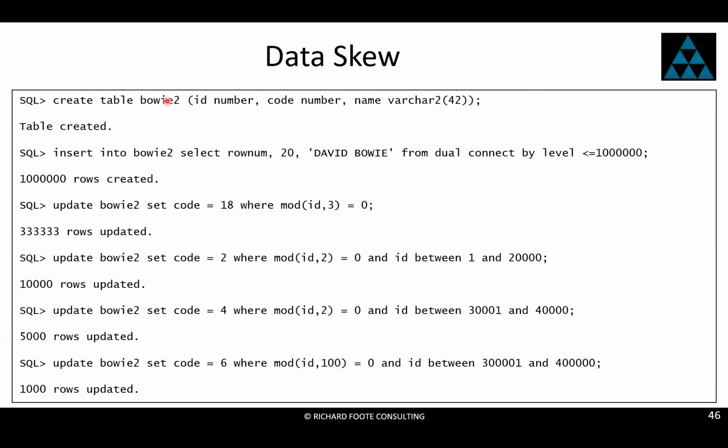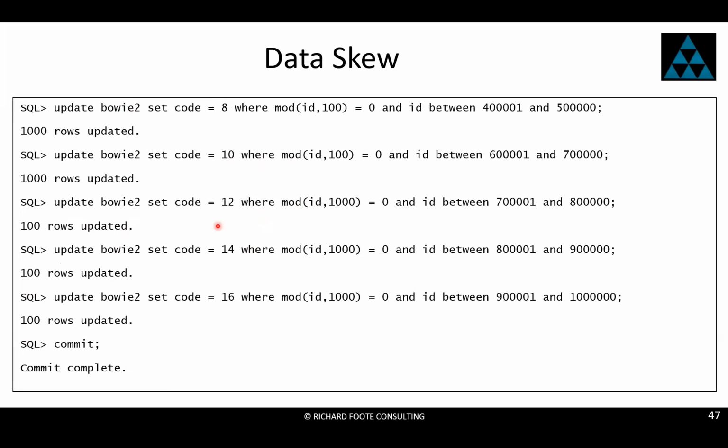So what I'm going to do now, I'm going to create a table and I'm going to populate it with lots and lots of 20s initially, and then I'm just going to update whole bunches of rows. So there's going to be a whole bunch of rows that have got a value of 18, 1,000 are going to have a value 2, 5,004, and so on and so on. Just note some of my values, 12, 14, 16, they're only going to have 100 rows. So some of my codes are very popular, and some of my codes are not very popular at all.